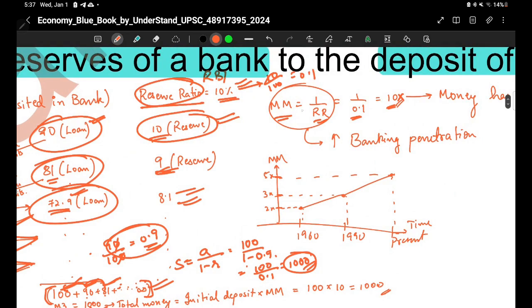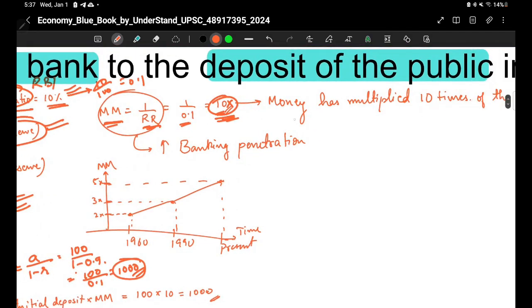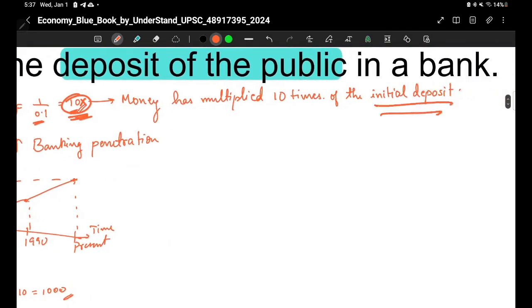Money multiplier is inversely proportional to reserve ratio. So we see that 10x increase. The reserve ratio determines the money multiplier. This means money has multiplied 10 times of the initial deposit. Initial deposit was 100. It has become 1000 now.